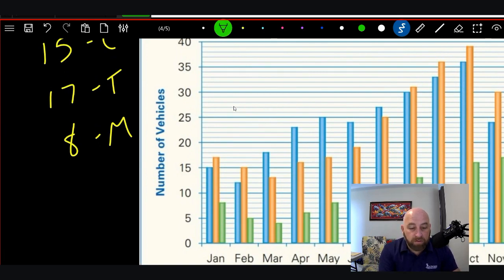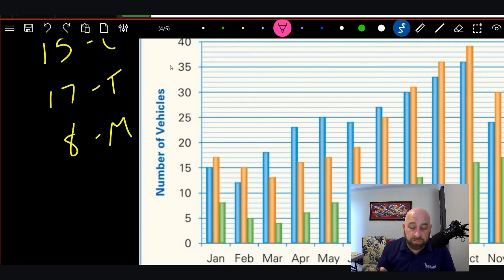So if we go over here and we look at this one, the green one was the minivan, and look where it is. Okay, it looks like it's at about 8, which is what we said. If we go to the trucks, it's right here, and that looks like it's at about 17, and that's what we said. And then if we go to the cars, it's at 15, and again, that's what we said on the cars. This is just a different way to write the same information.